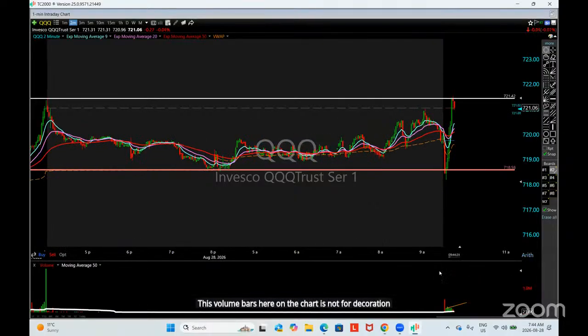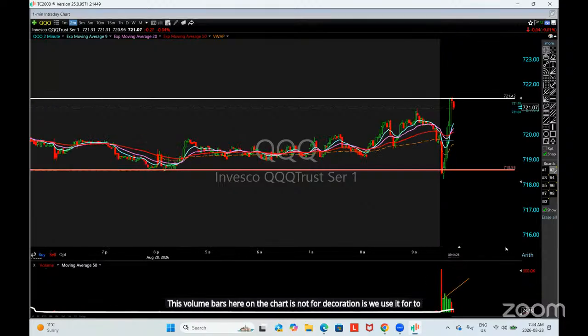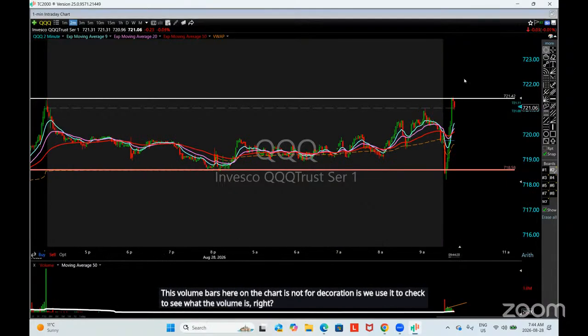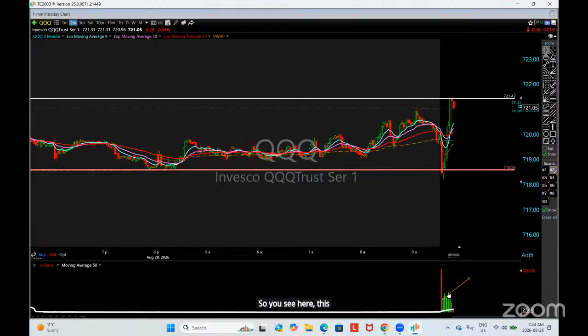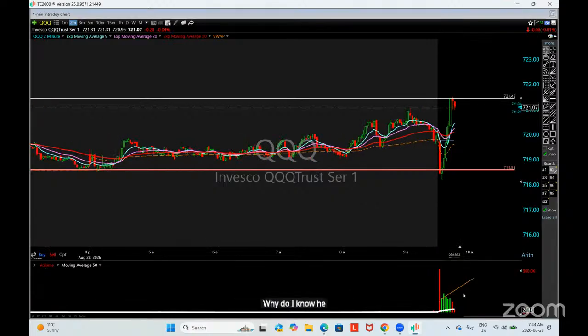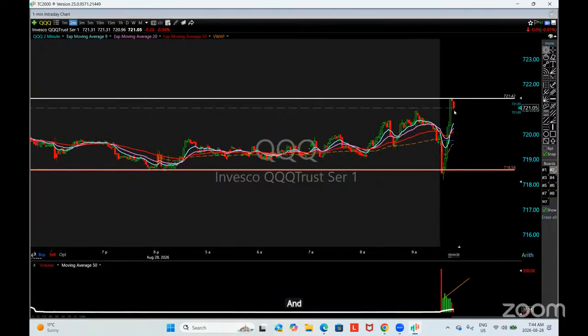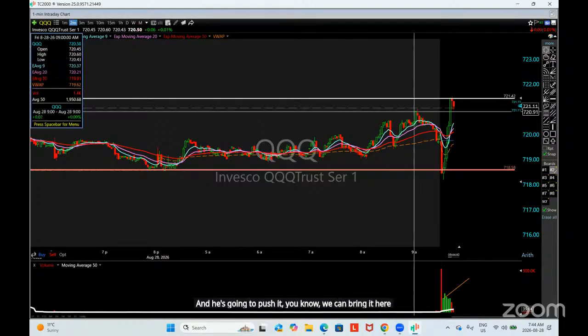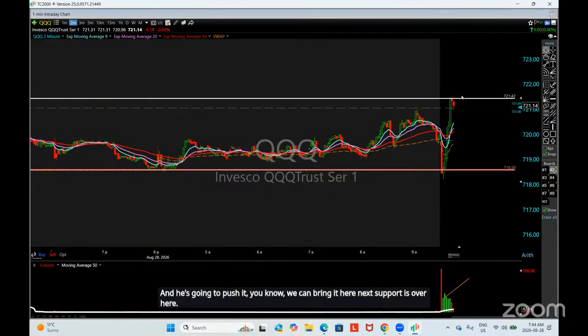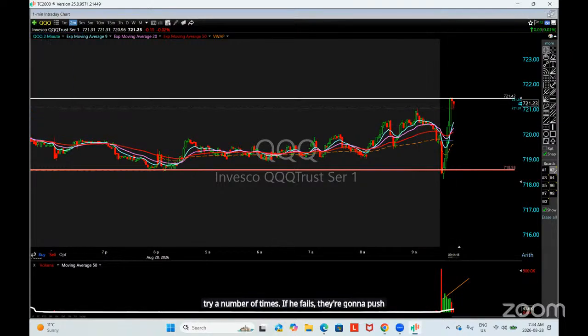The volume bars on the chart are not for decoration. We use them to check what the volume is, right? You see here, this is rejecting. Why do I know it's rejecting? Because the volume is not increasing, it's decreasing instead. So it's going to reject, and next support is over here. Then it's going to try again a number of times. If it fails, they're going to push it down to this area.